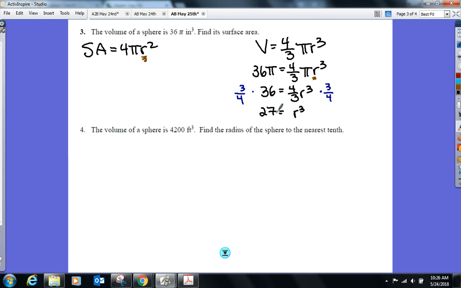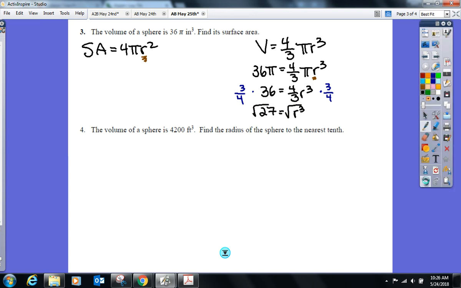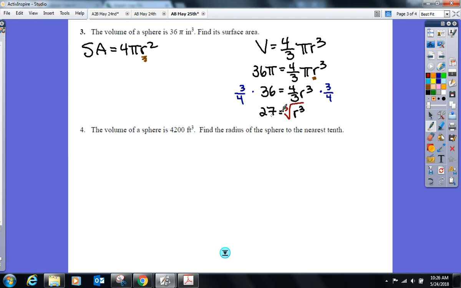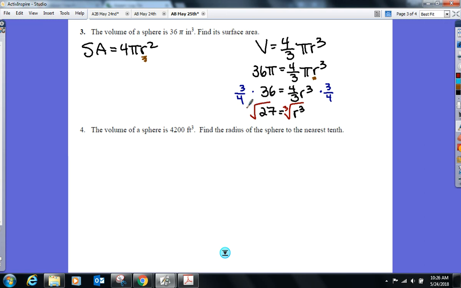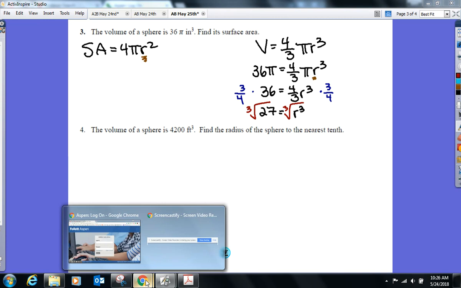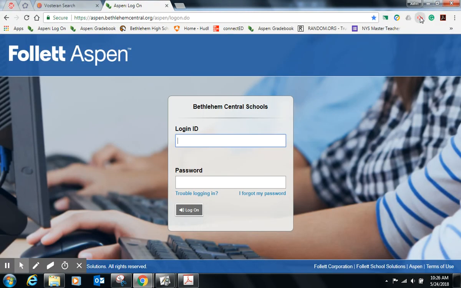Now, this is the first time some people may be experiencing a cubed and not a squared. Because if it was a square, I would take the square root of both sides and get after it. But now it's a cube. So instead, what I'm going to have to do is not take the square root. I'm going to take what's called the cube root of both sides. And let me show you where that is on your calculator right now. Just give me a second to get it up.